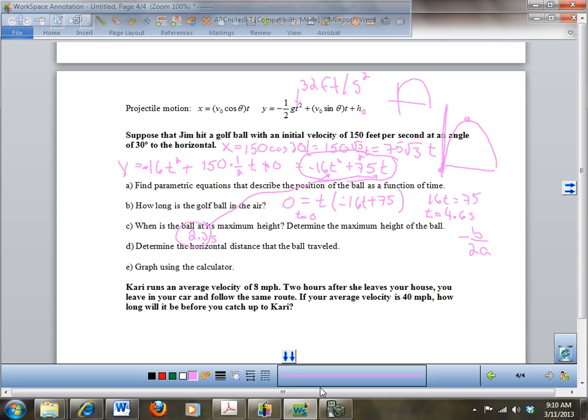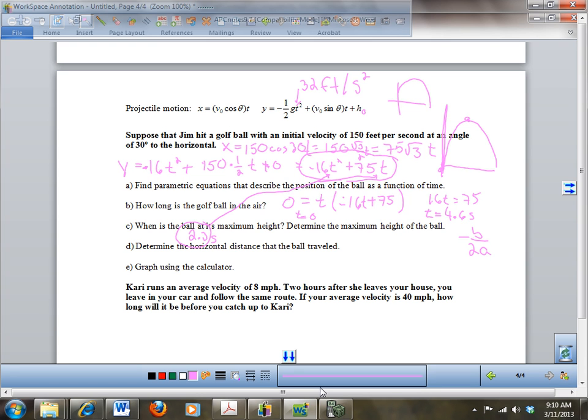Why not x? Because x gives you the distance, how far it goes. We're getting to that. According to my notes, isn't that what it's asking, determine the horizontal distance? Not yet. That's the last question. Oh, we're not on that yet.